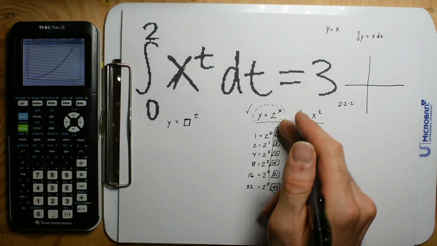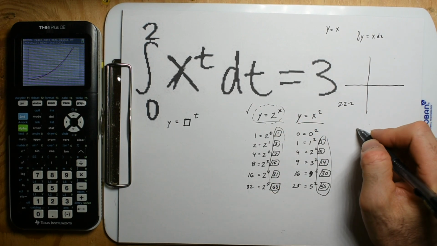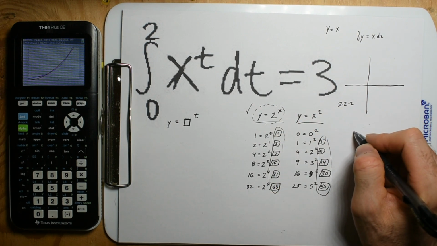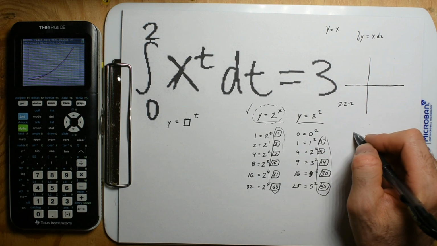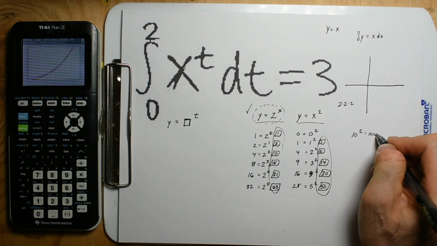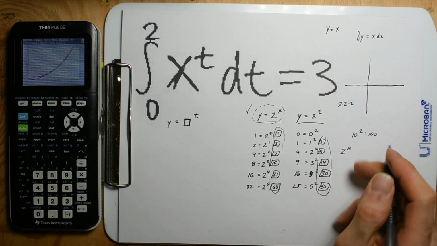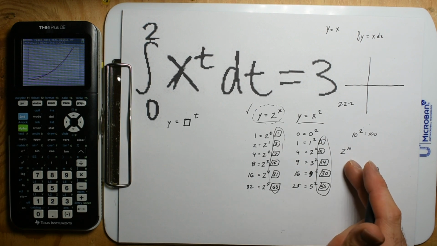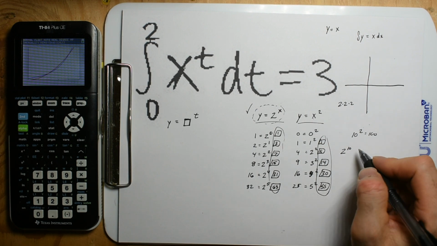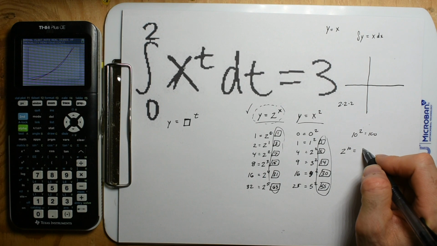Like this one blows the hell up. You know what I mean? If we have, let's say you just have 10. 10 squared is 100, but 2 to the 10. What do we know about 2 to the 10? This is a good one to know. 2 to the 10 is 1,000. It's so close to 1,000.